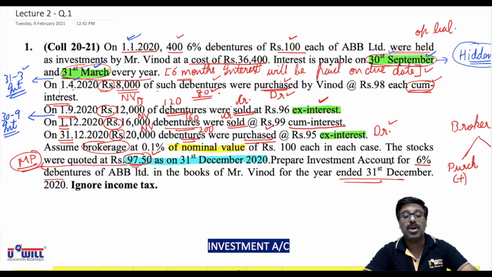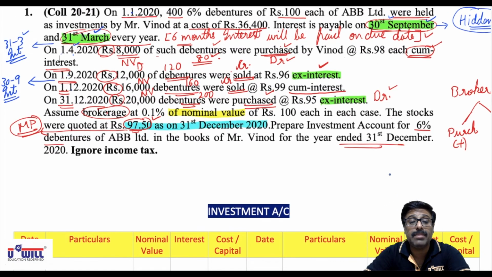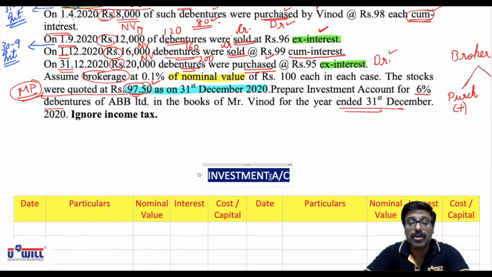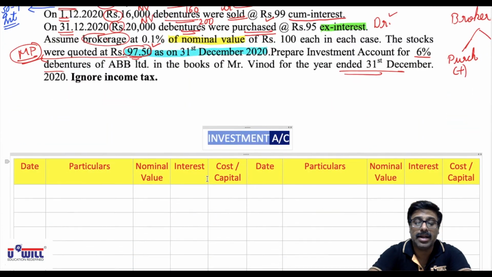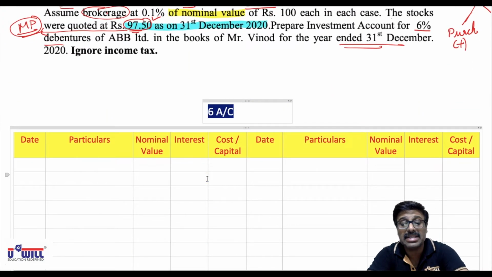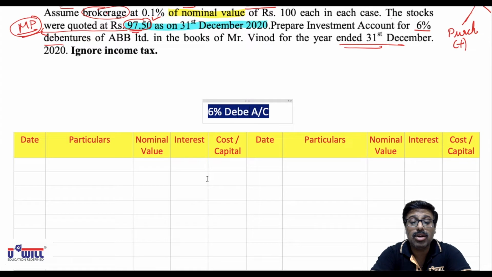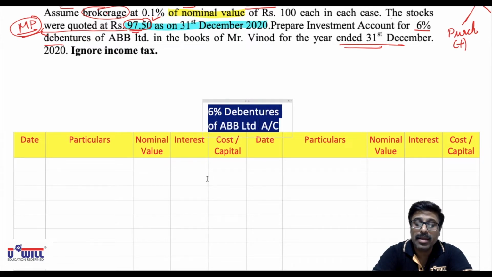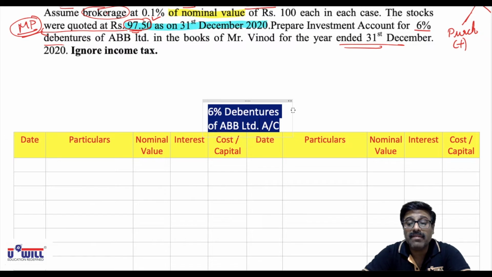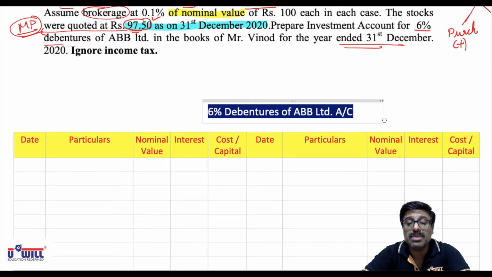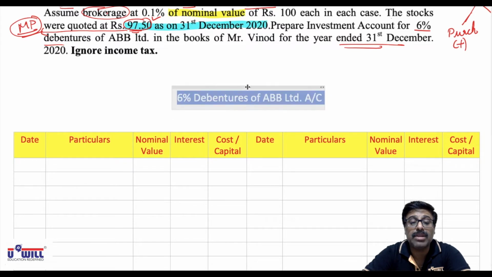All of you make the format of this investment account. Instead of investment account, you all will be writing 6% debentures of ABB Limited account. And also one more thing, we are making it in whose books, you must be mentioning that, and you must be mentioning the dates of interest also in bracket.